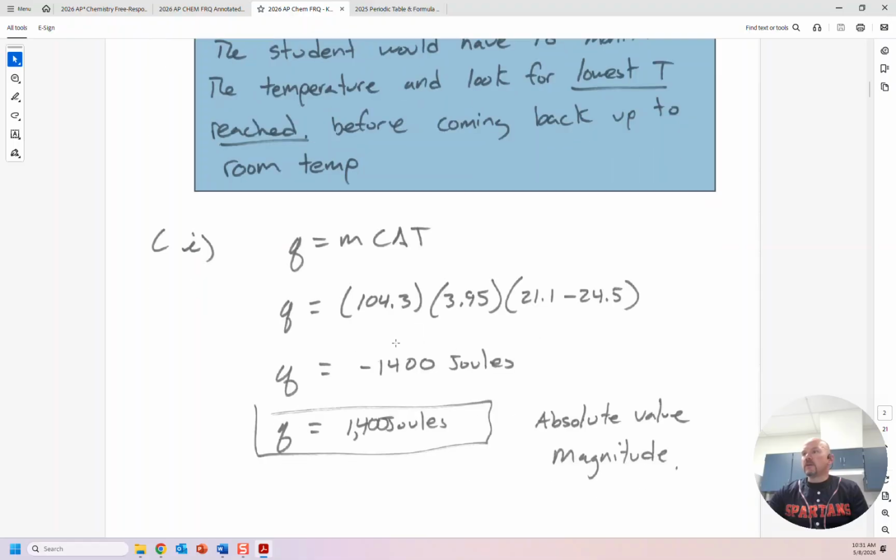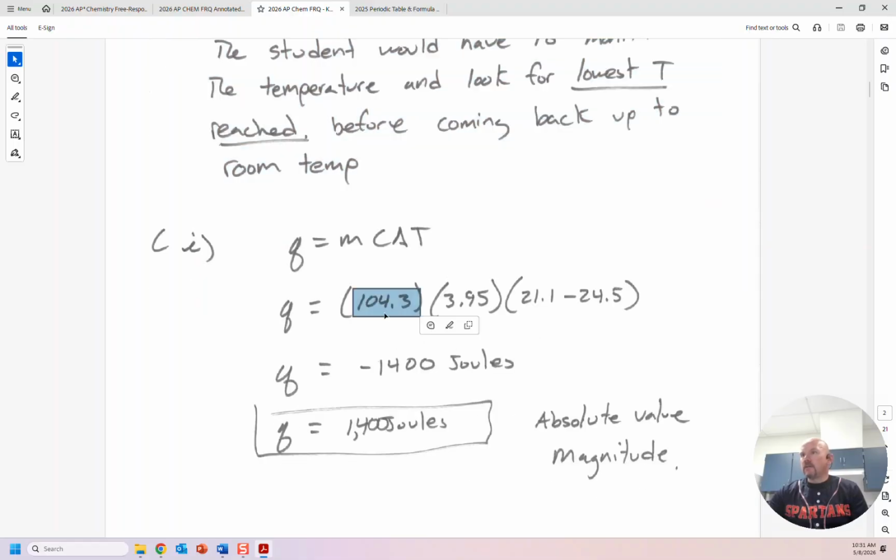So it's just Q equals mcΔT. Remember, this 104.3 grams is the combined mass of the water and the salt. That's the heat capacity of the solution that was given to me. And then delta T is final minus initial. When we do Q equals mcΔT correctly with the data, we get a negative sign. But remember, this represents the energy lost from the surroundings. If we make it positive, that represents the heat gained by the reaction system. So the magnitude is just a positive 1,400 joules.